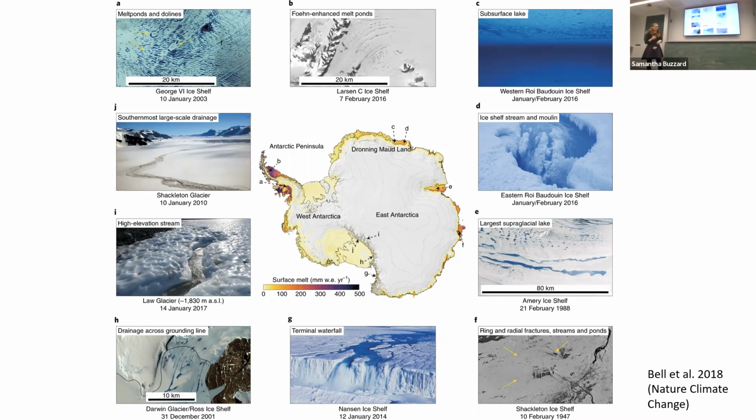But yeah, so that's an example of one feature that may exist on Antarctica, but there are also tons of others. So there are huge lakes. This one at Amon Ice Shelf is 80 kilometers across. We've got subsurface lakes, as I mentioned, we've got waterfalls. So there's a ton of stuff going on that, while a 1D model is interesting, it's just not going to cut it to really tell you what's going on in Antarctica.